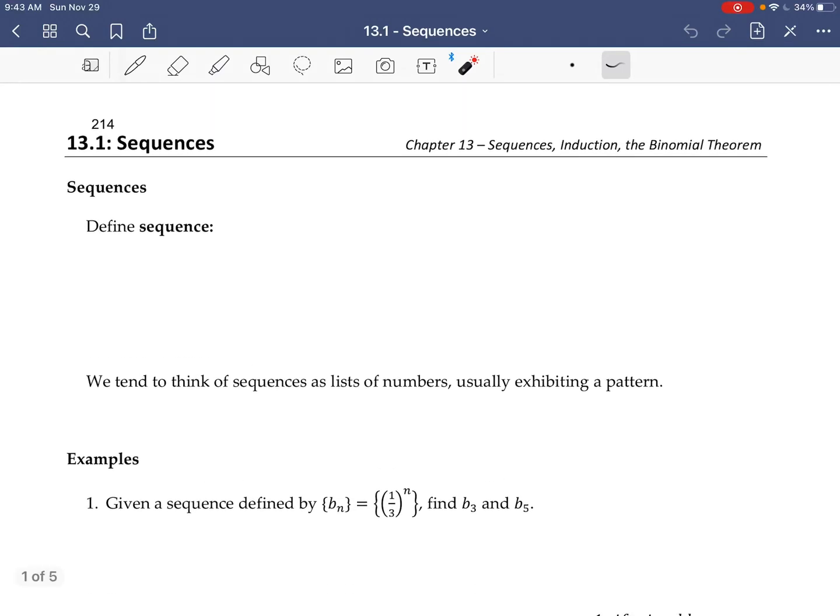In this video, we're going to start talking about sequences. Okay, so we're going to start with defining what a sequence is.